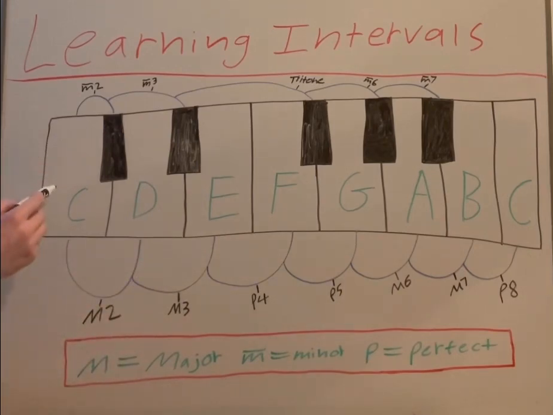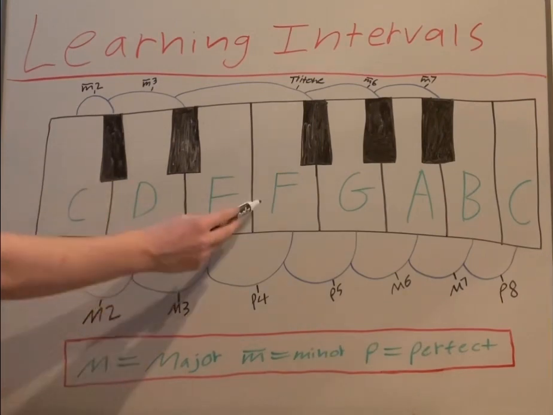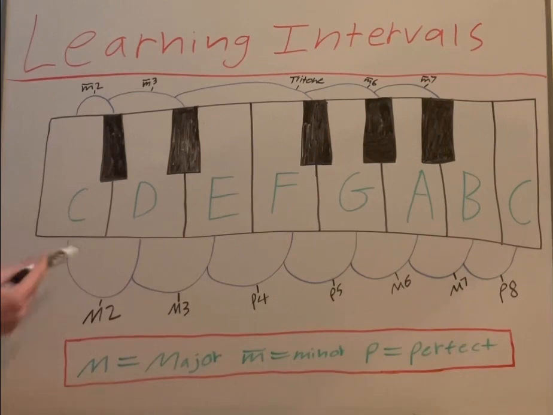So as you can see, we have this pattern of minor, major, major. But that pattern ends when we get from C to F. Now from C to F, we call a perfect fourth, and C to G, a perfect fifth.